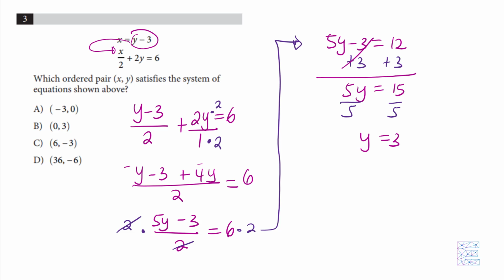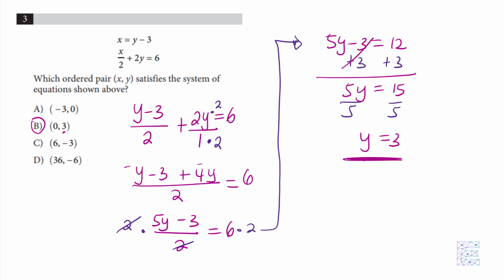So we could spend some time going back and figuring out what x is, but a time-saving strategy is to glance at the answers and see if you have any other choices where the y value is 3. And there's only one of those, so we know B has to be it. Because the y value there is 3, we don't have to waste time figuring out what x is.